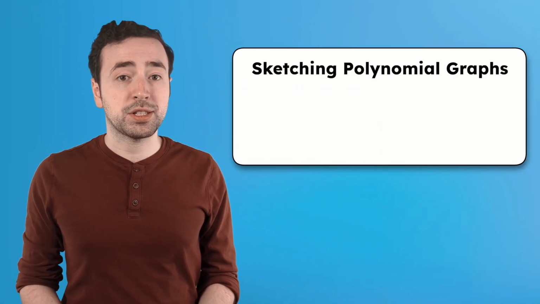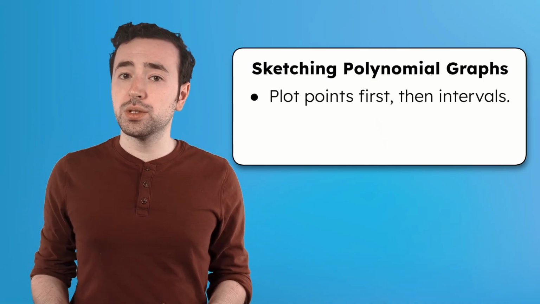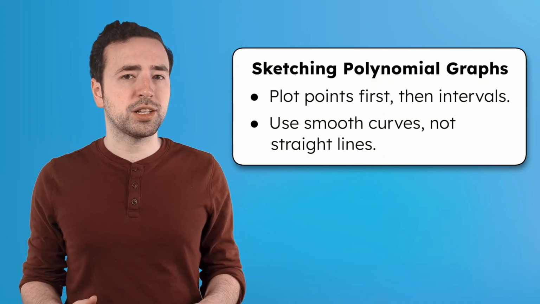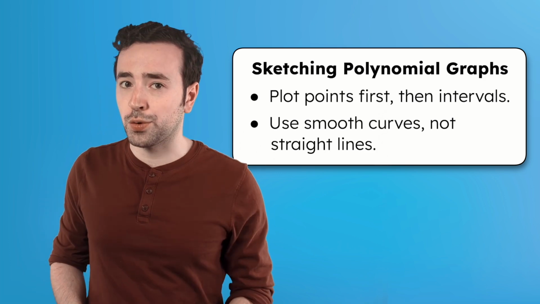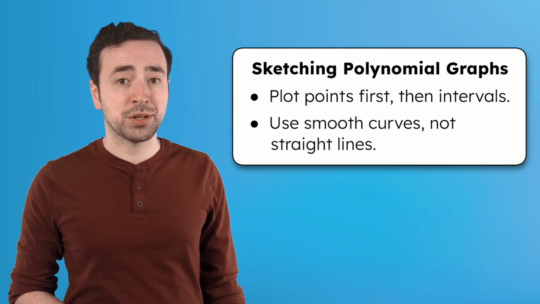Today, we used different combinations of key features of polynomials to sketch their graphs. To do this, we plot points first, then intervals, and we use smooth curves on our sketches because polynomials don't have straight lines. Be sure to check out the graphing activity in your lesson materials.